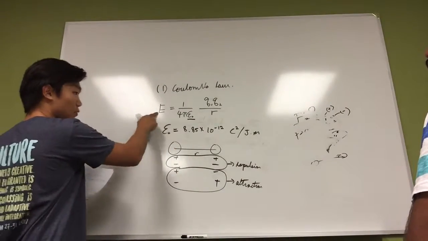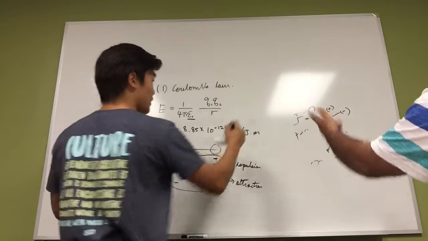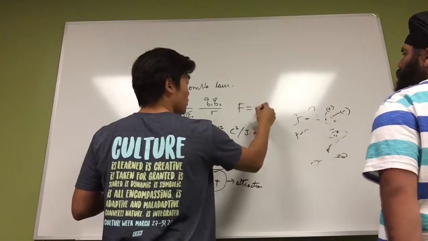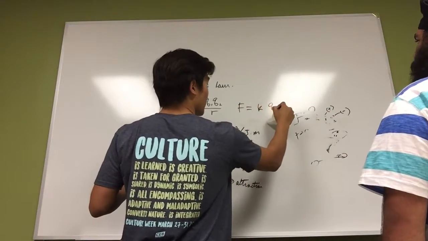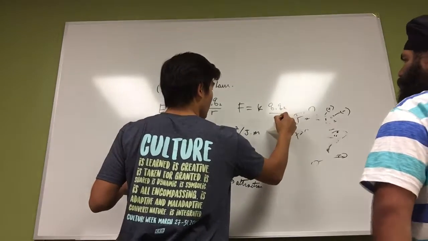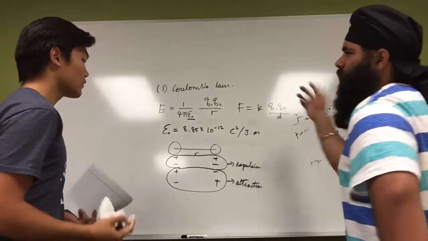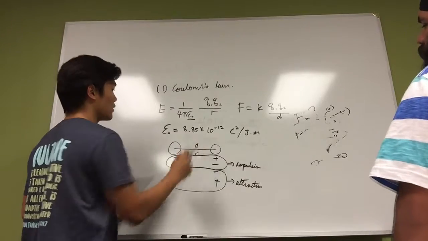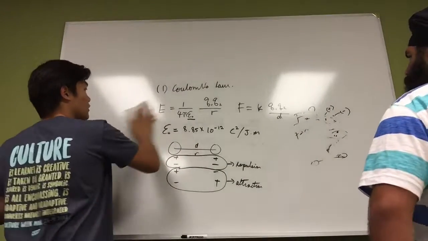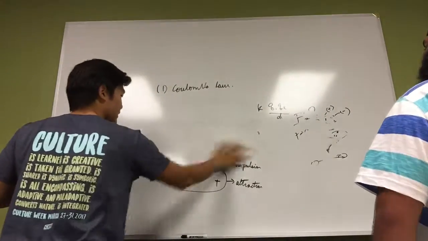So just memorize that equation or the one that I wrote. Both of them are the same. F equals k q1 q2 over d. D is the distance, so R or D. Okay, cool.